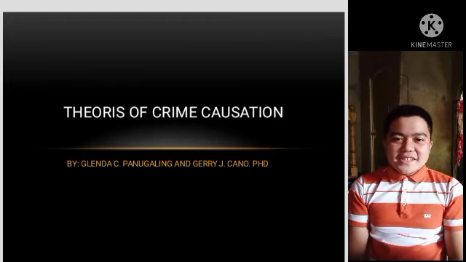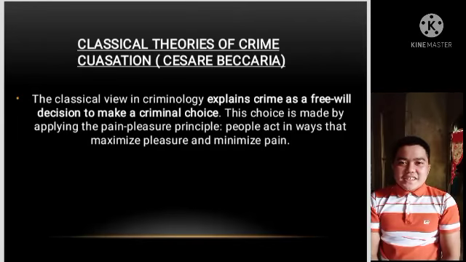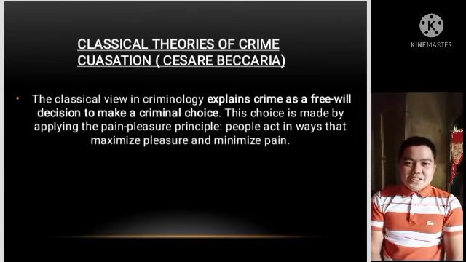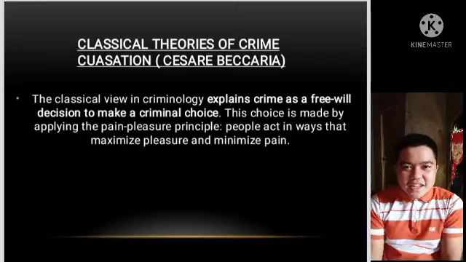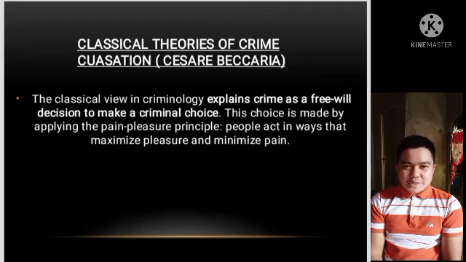I'm going to discuss different kinds of theories. First, the classical theories of crime causation by Cesare Beccaria. The classical view in criminology explains crime as free will, the decision to make a criminal choice. This choice is made by applying the pain-pleasure principle. People act in ways that maximize pleasure and minimize pain.